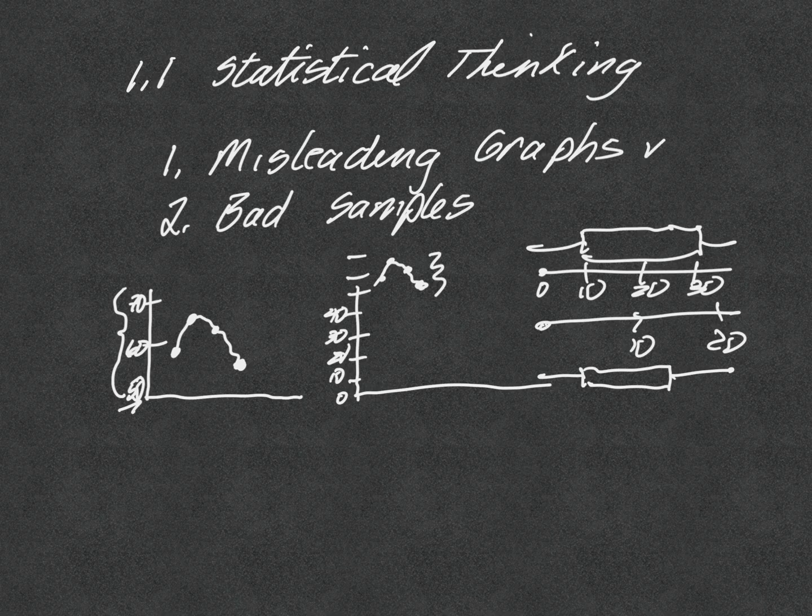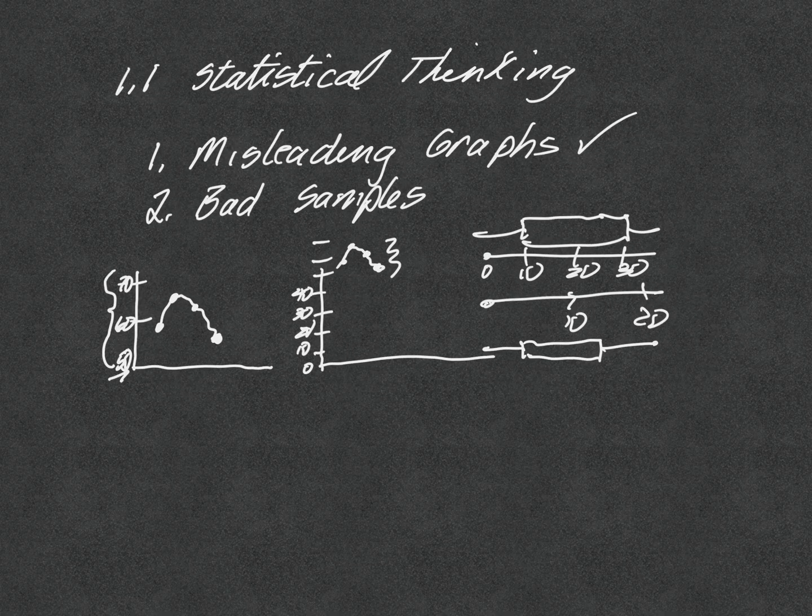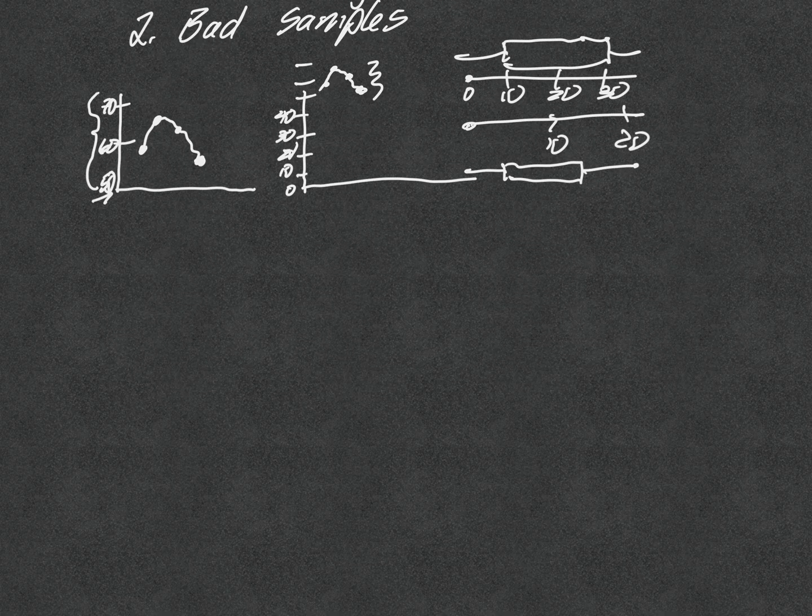So that's what we mean with misleading graphs. There's some characteristic about the graph that causes issues. Typically, it has to do with scaling or missing parts of a scale or something like that. The second issue is bad samples. All right. And so what kind of thing happens with bad sampling?